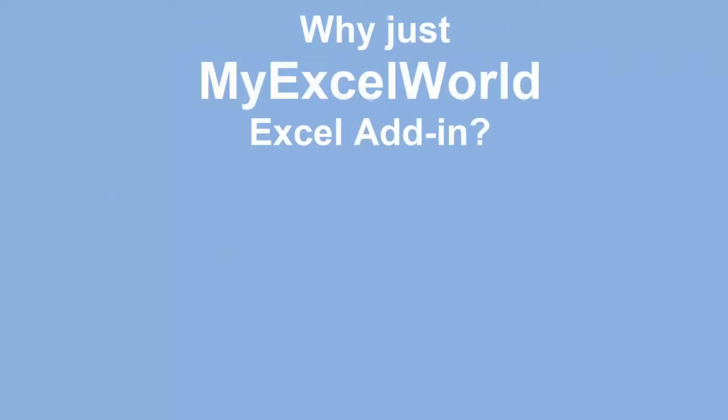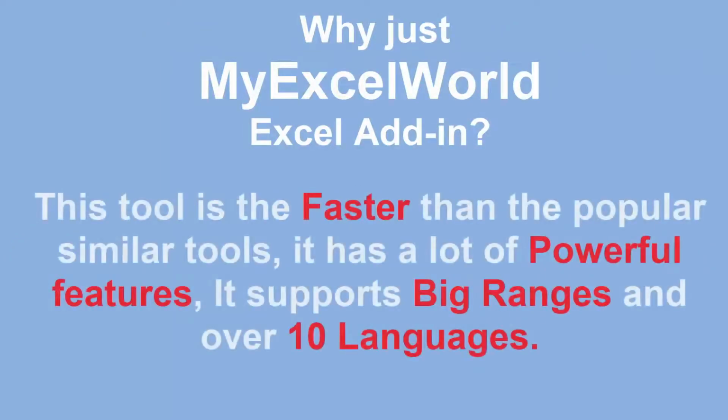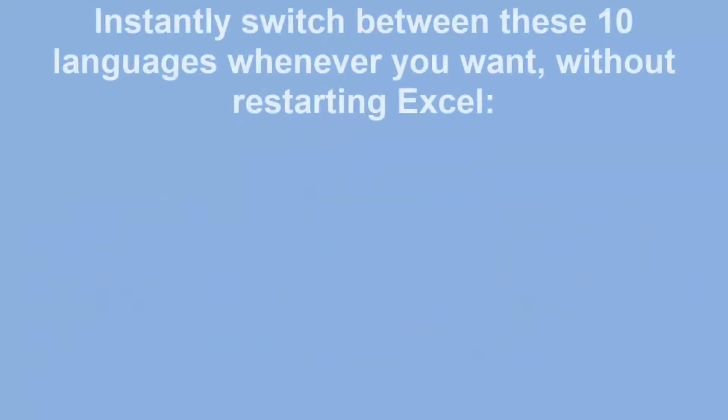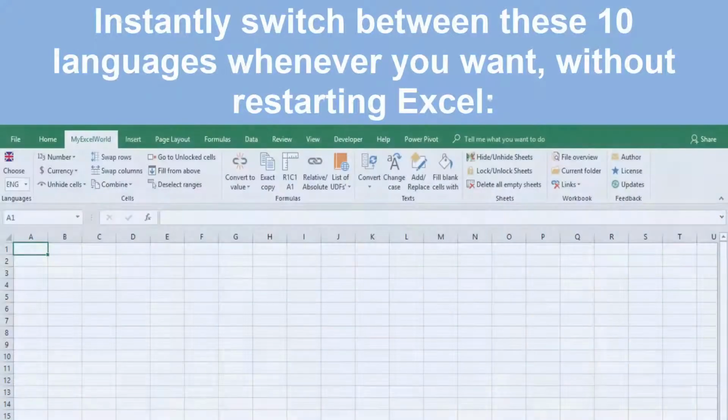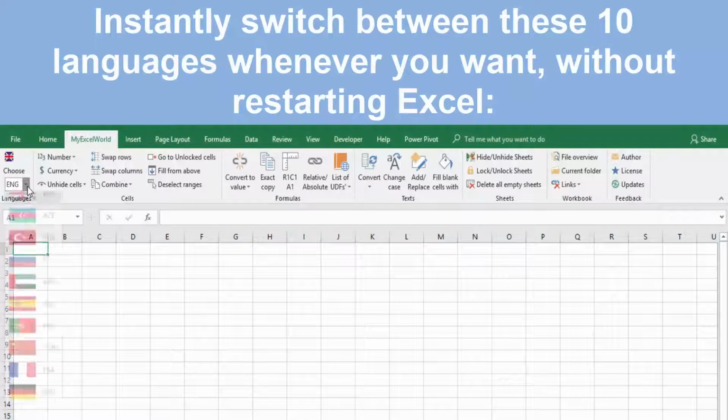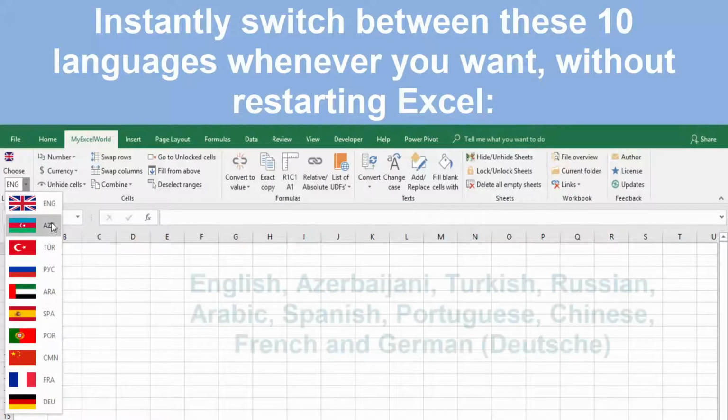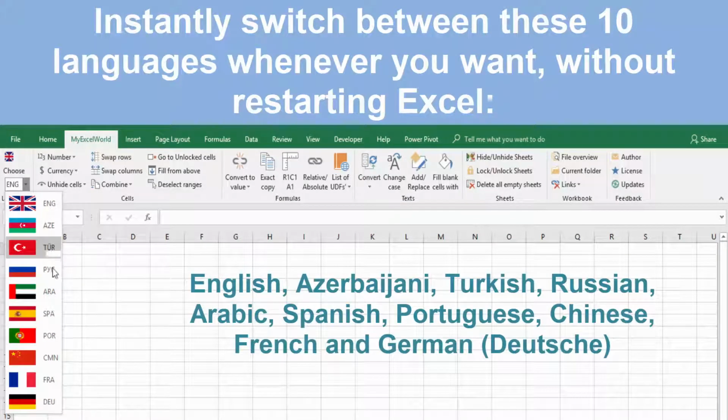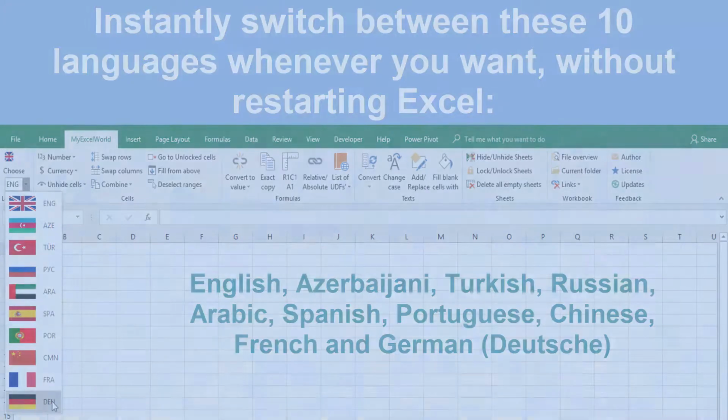Why just the MyExcelWorld Excel add-in? This tool is faster than the popular similar tools, it has a lot of powerful features, and it supports big ranges in over 10 languages. Instantly switch between these 10 languages whenever you want, without restarting Excel. English, Azerbaijani, Turkish, Russian, Arabic, Spanish, Portuguese, Chinese, French and German, Deutsch.